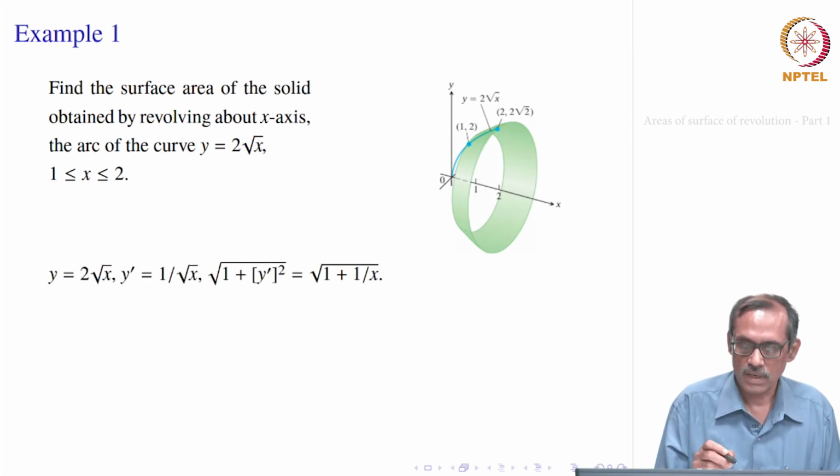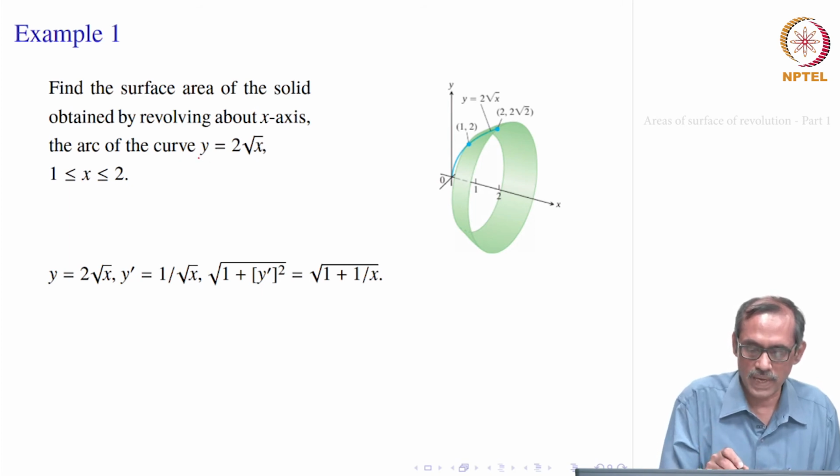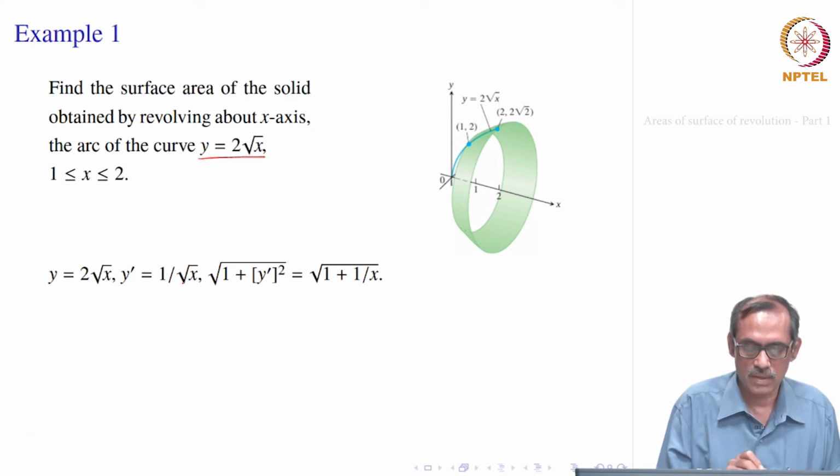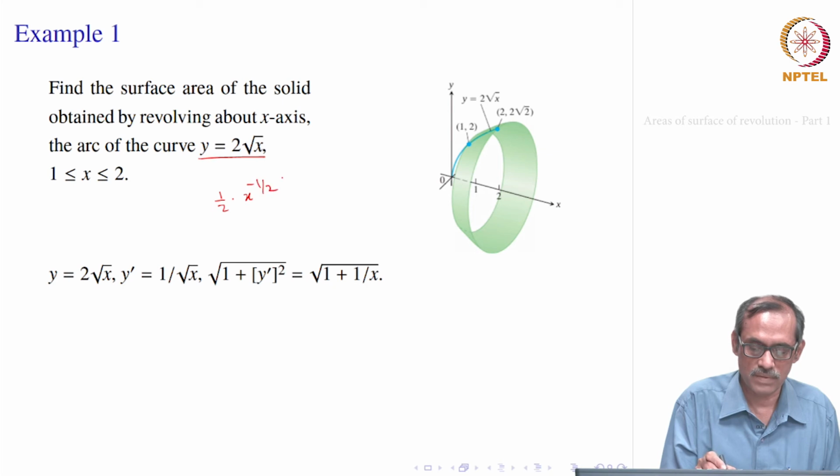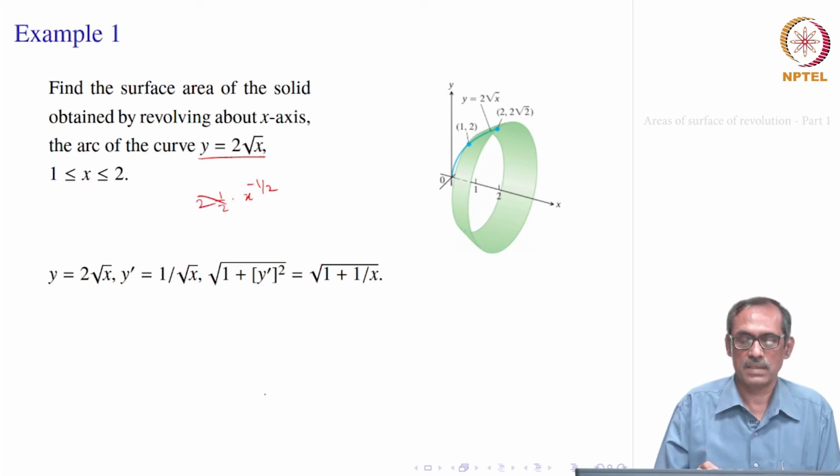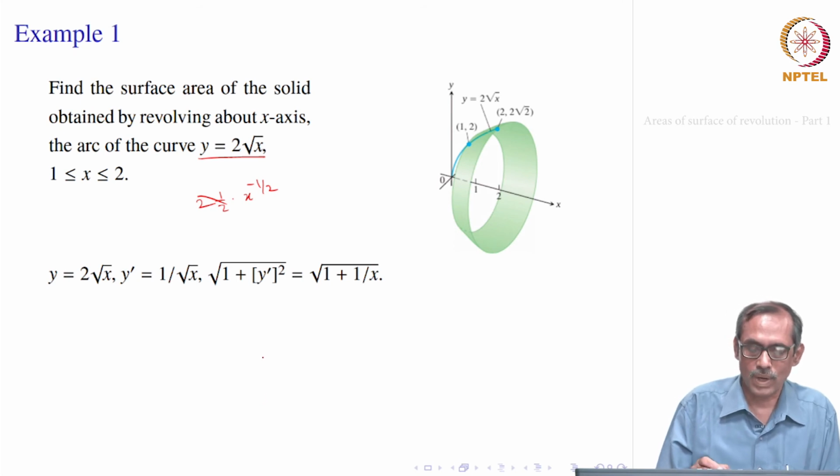So, here of course, we will be using the formula, but first let us see what is the function. It is y equal to 2 root x. So, we need the derivative. Derivative is 1 divided by root x, right. It is x to the power half, so it is half x to the power minus half, and there is a 2. So, that cancels, you get 1 divided by square root of x. So, 1 plus y prime square is 1 plus 1 by x.